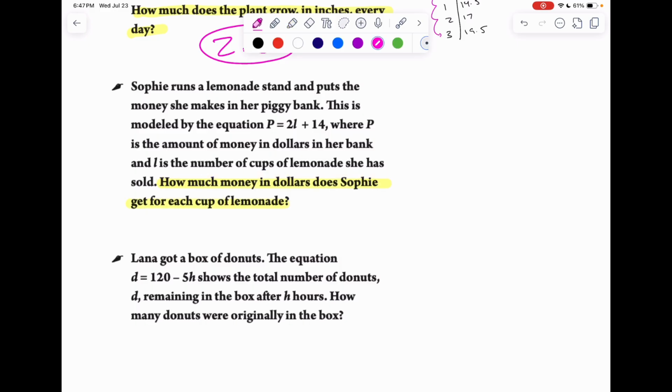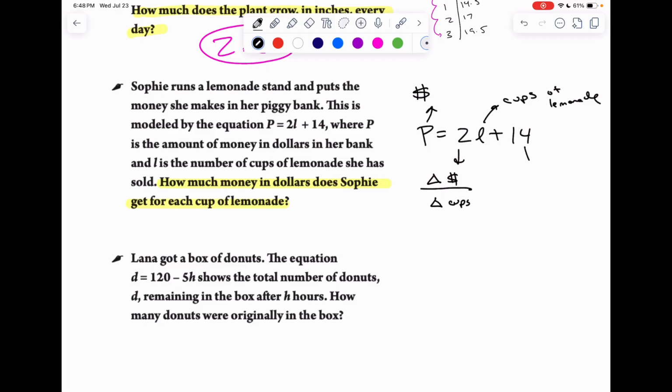If you're ever having trouble understanding these problems, I highly recommend writing down the equation on your scratch paper and labeling all the pieces. So we have our P. This is the amount of money in her piggy bank. L is the number of cups of lemonade she's sold. And remember, our 2 is our rate of change. I'm going to introduce you to this symbol delta. Delta is a Greek symbol for change in. So that would be the change in money per change in lemonade cups.